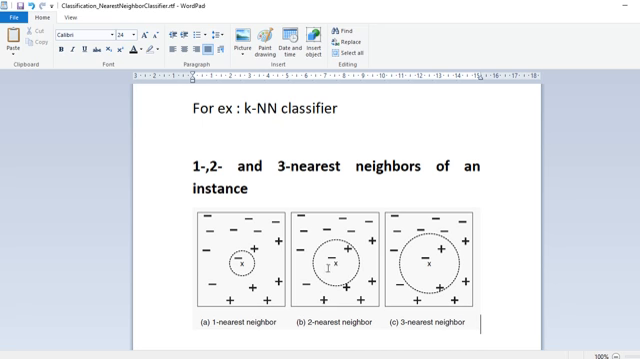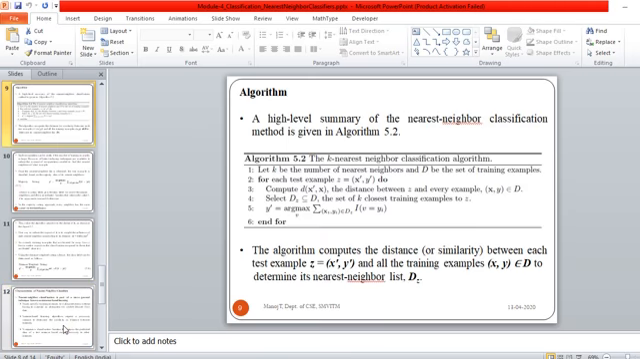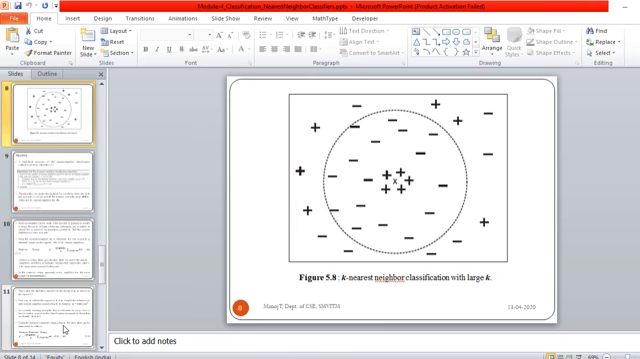In this case, both positive and negative are near to this. Here the choice is left to the designer of the algorithm. He can take the call on what to do if there is a tie between the nearest neighbors. So this brings us to an end of the introduction to the k nearest neighbor classifier.